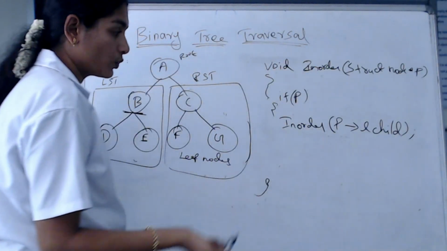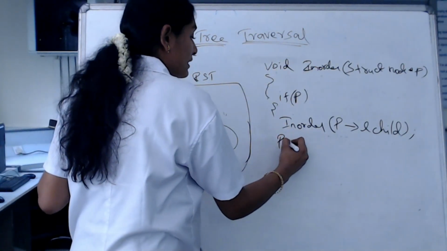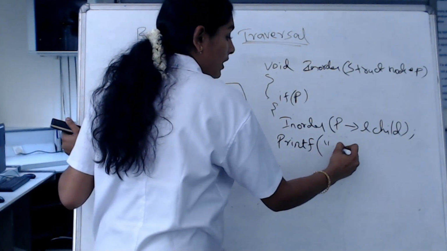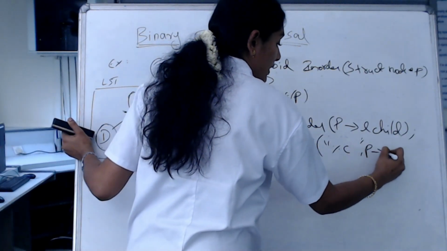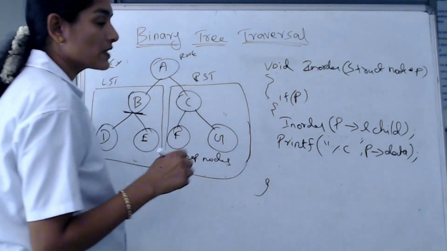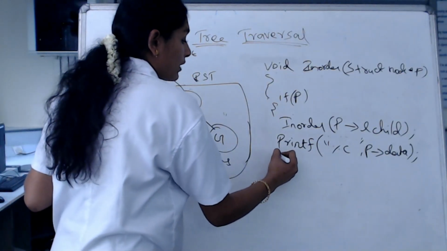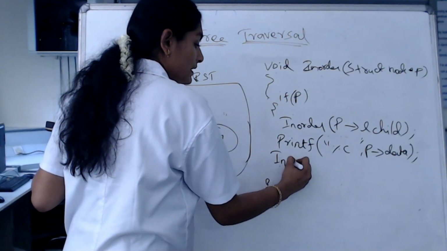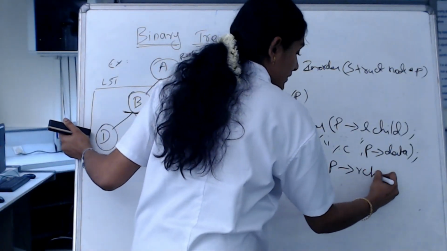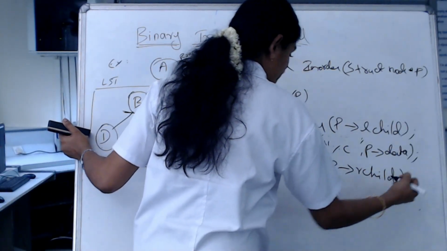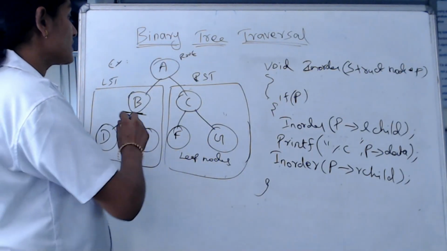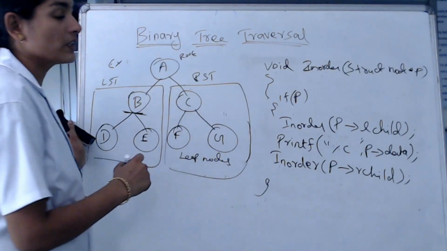Next visit the root node. So we can directly print the data of root node using printf function. Printf %c, p arrow data. At last visit the right subtree. So again you have to make a recursive function call, that is inorder of p arrow right child. Yes, this recursive function is used to traverse this binary tree in the in-order manner.